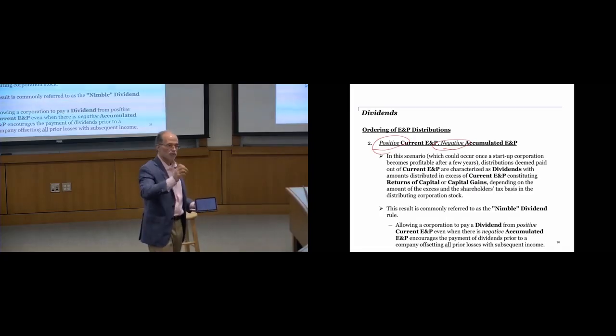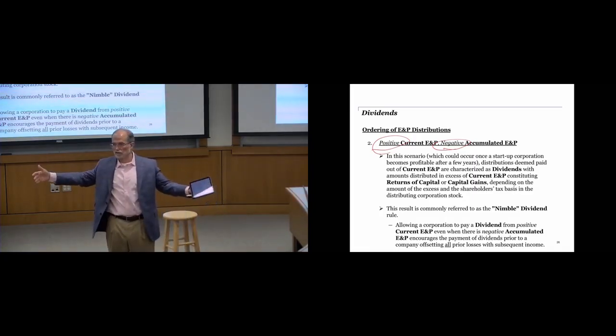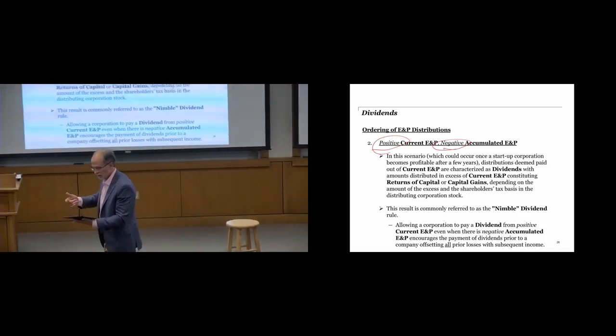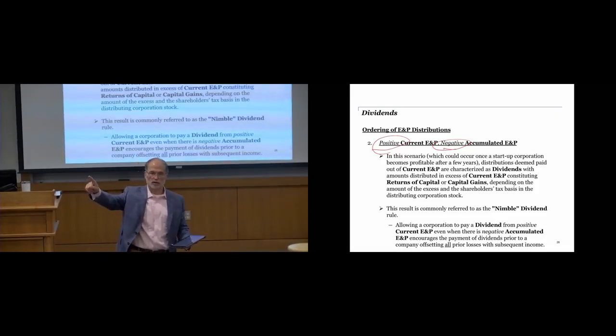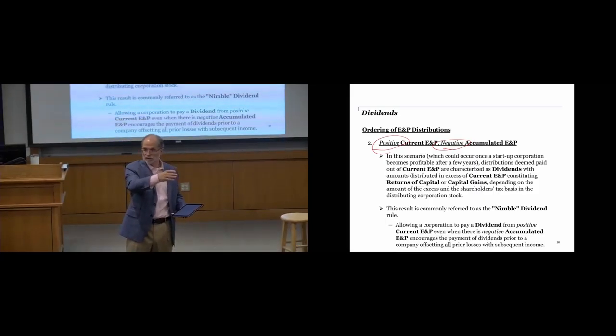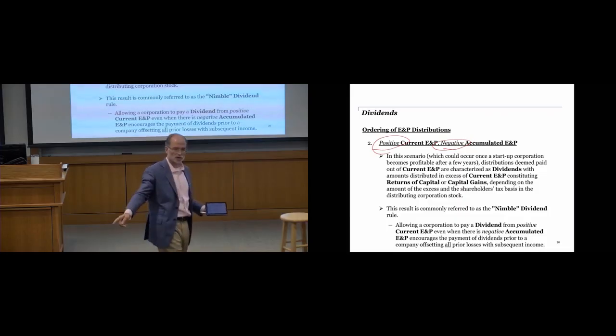You can pay a dividend to the extent you have current E&P. You don't have to be in total positive. Okay? So what does that mean? You have a distribution of current E&P. If you have more than one distribution in the year, then that same rule we just talked about applies: each distribution in the current year gets its pro rata share of current E&P.